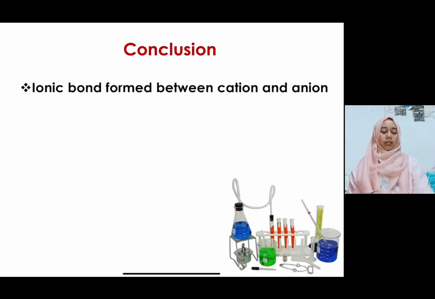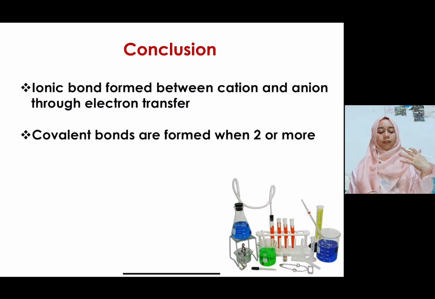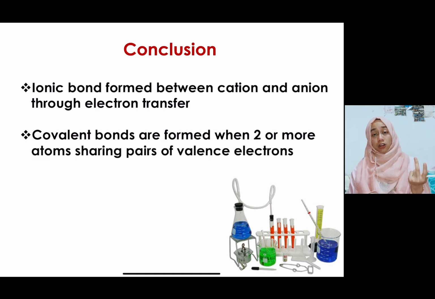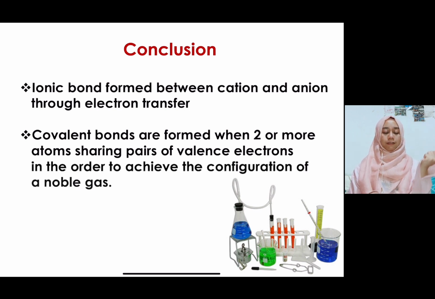Okay, so the conclusion, ionic bond forms between cation and anion. So why exactly terhasilnya ionic bond? Kenapa terhasilnya cation and anion ni at the first place is actually to achieve stable octet configuration. It is formed through electron transfer. Kalau cation dia donate, anion pula dia gain. Whereas covalent bond pula, they are formed when two or more atoms share pairs of electrons, specifically valence electrons, in order to achieve the configuration of a noble gas. Okay, so we're done here.